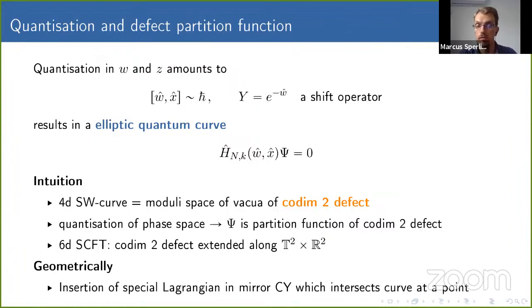Geometrically, you can also think about the mirror Calabi-Yau picture again, and here we know that the insertion of the co-dimension 2 defect corresponds to the insertion of a brane that wraps the special Lagrangian cycle in the mirror Calabi-Yau, which then intersects the Seiberg-Witten curve precisely at one point. So you're going to be back at the picture that the Seiberg-Witten curve gives you the moduli space of this co-dimension 2 defect. So that's sort of the big picture.